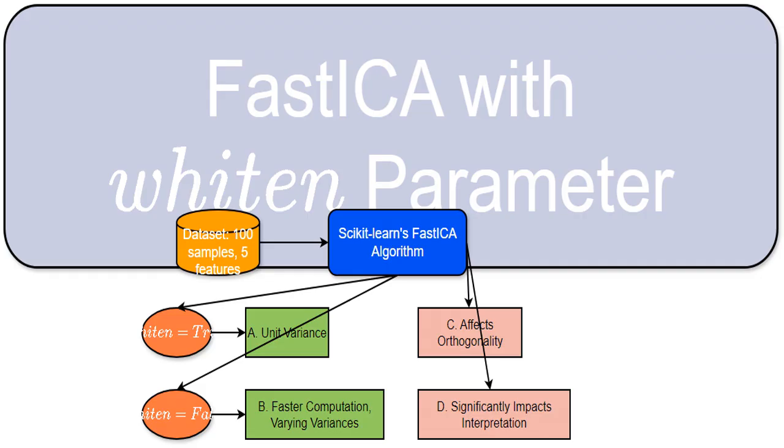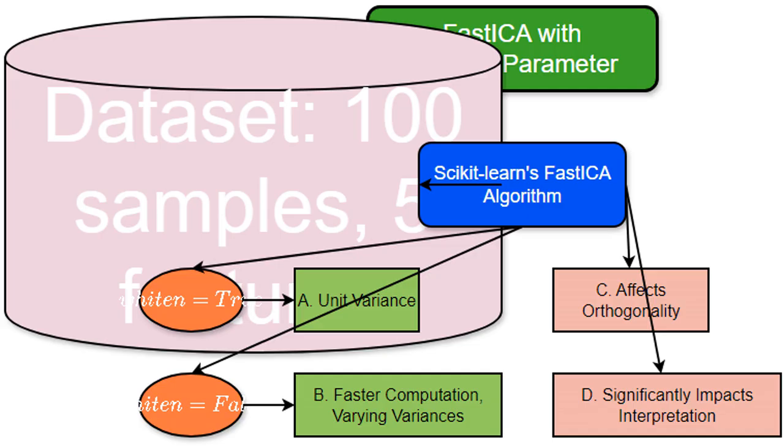I'm looking at the FastICA algorithm in Scikit-learn, and I'm focusing on its WHITEN parameter. This parameter controls a preprocessing step before the main ICA, independent component analysis, calculation. I'm working with a dataset that has 100 data points, each described by 5 different features. This is the data that FastICA will be applied to.